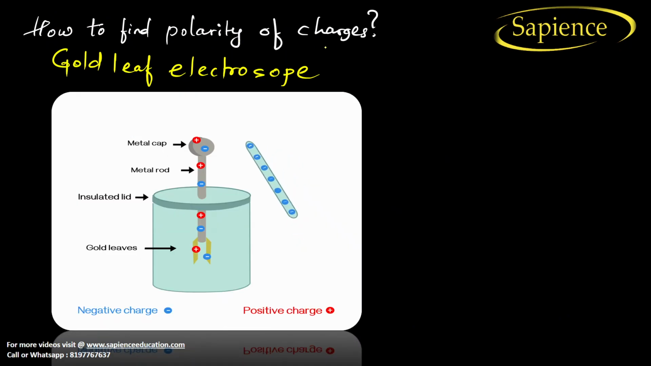Now, how do we find the polarity of the charges? This is very important. A gold leaf electroscope is there, and you can find the polarity of a charge with it.